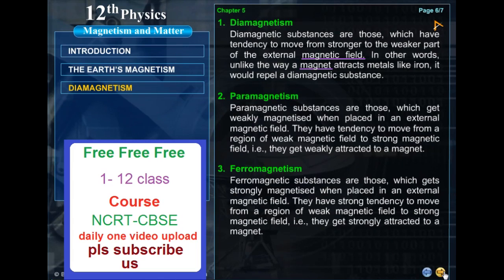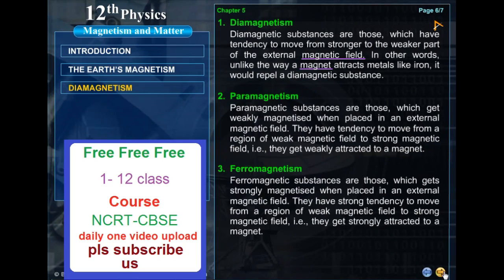Paramagnetism. Paramagnetic substances are those which get weakly magnetized when placed in an external magnetic field. They have a tendency to move from a region of weak magnetic field to strong magnetic field. That is, they get weakly attracted to a magnet.